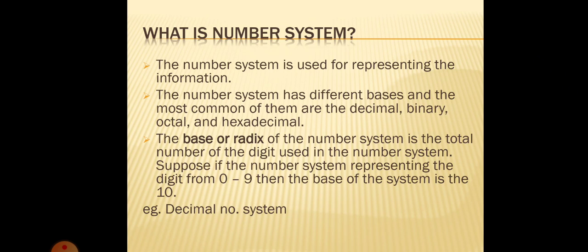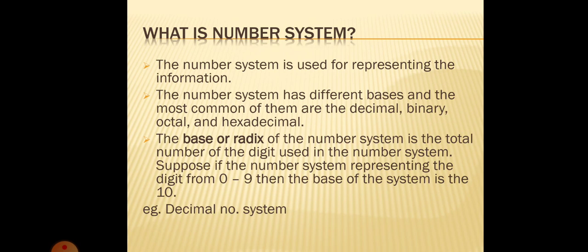The second point is the number system has different bases and the most common of them are decimal, binary, octal and hexadecimal. So the point that is basis, base or radix, this point also we are going to see in detail in this chapter. The next point is related to that only. The base or radix of the number system is the total number of the digits used in the number system. Okay, here we have seen an example of decimal number system.